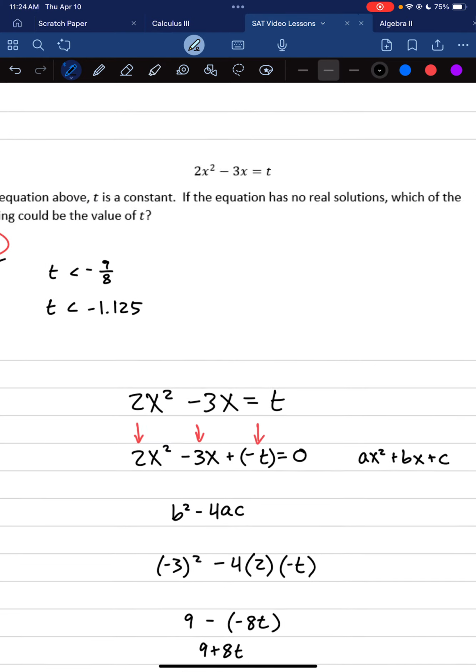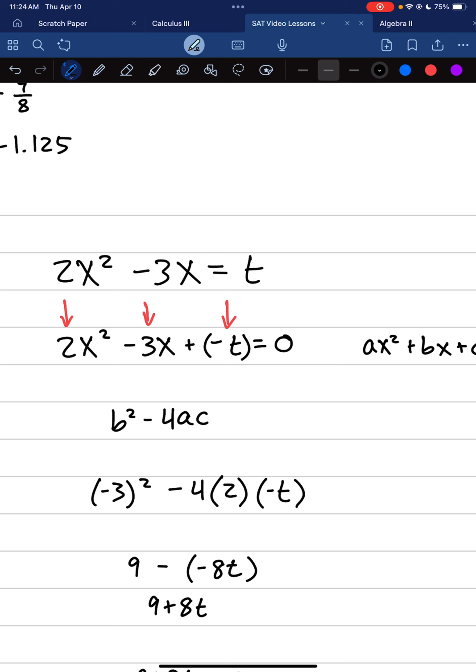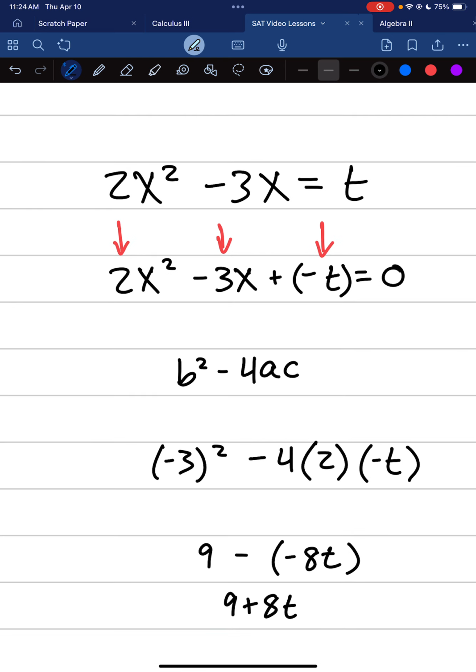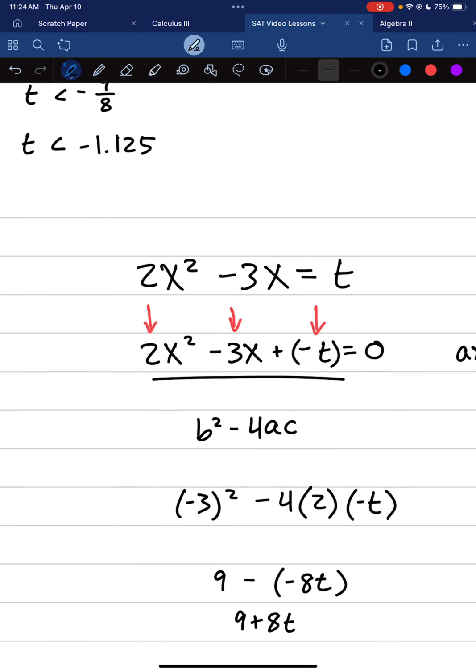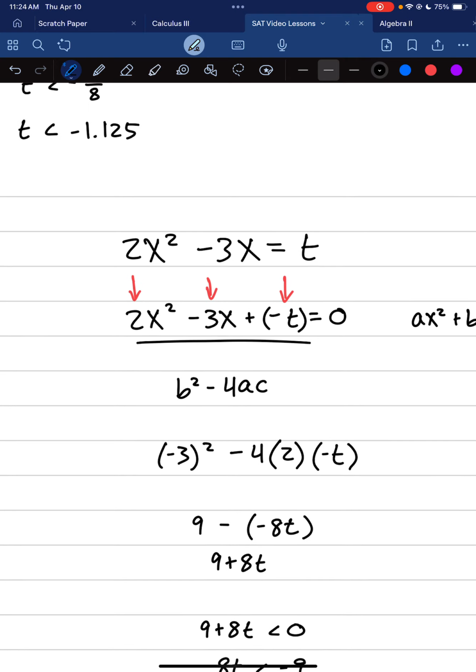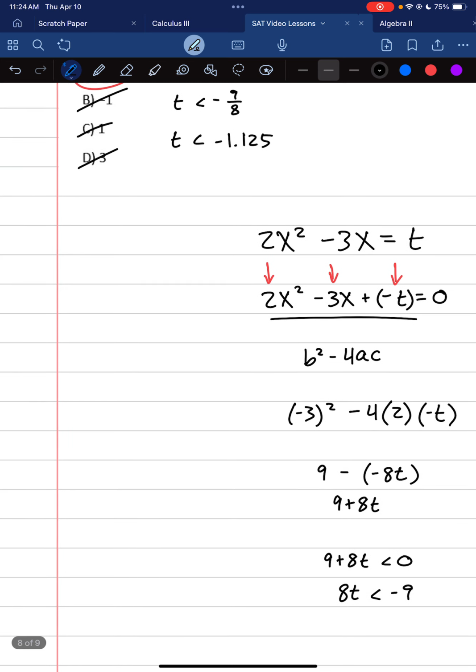And let's say we wanted to check our answer, right? I'm going to go ahead and graph this. We have 2x squared minus 3x plus negative t. If our t value is equal to negative 3, negative t would be equal to negative of negative 3, or positive 3. So then our final quadratic equation is going to be 2x squared minus 3x plus 3. Now what I'm going to do is go ahead and graph that so that we can see. Remember that we should have no solutions, which means that this quadratic equation should not intersect the x-axis at all.